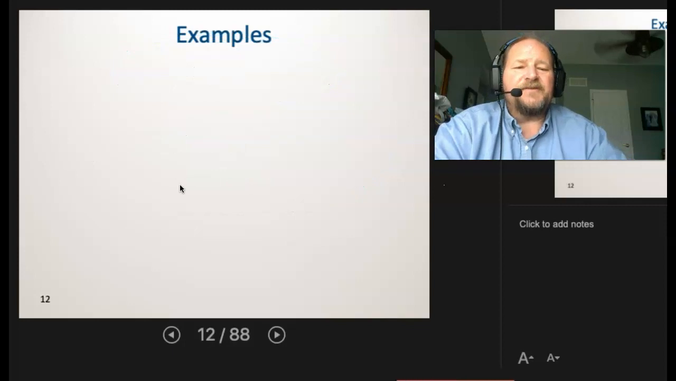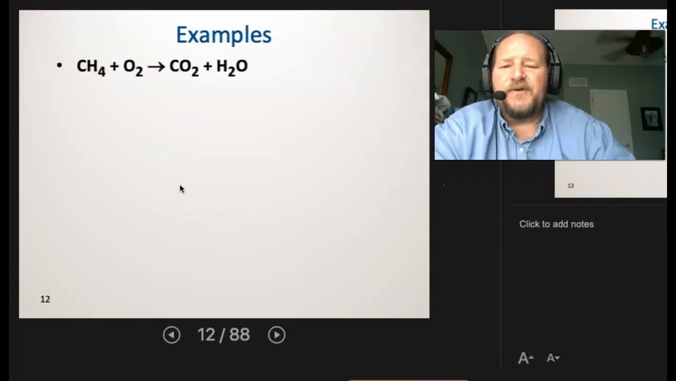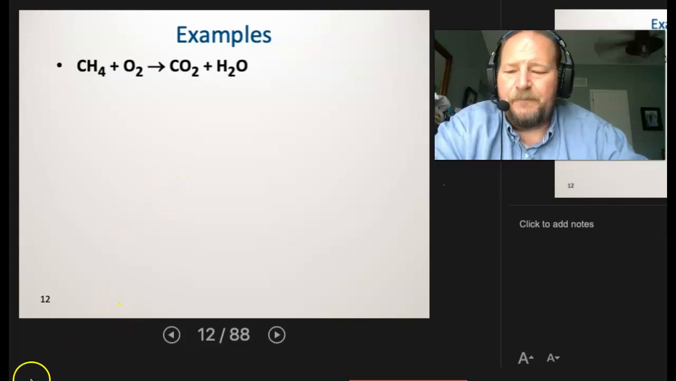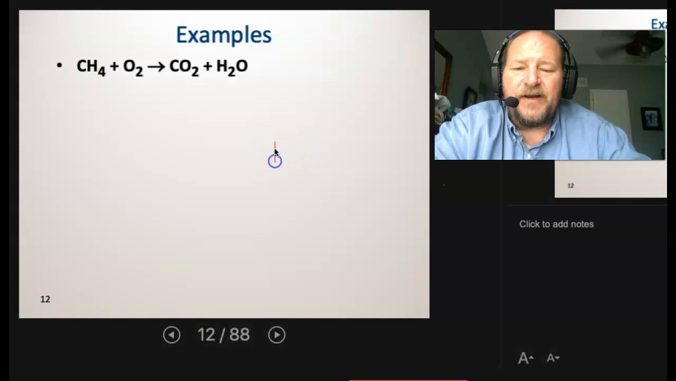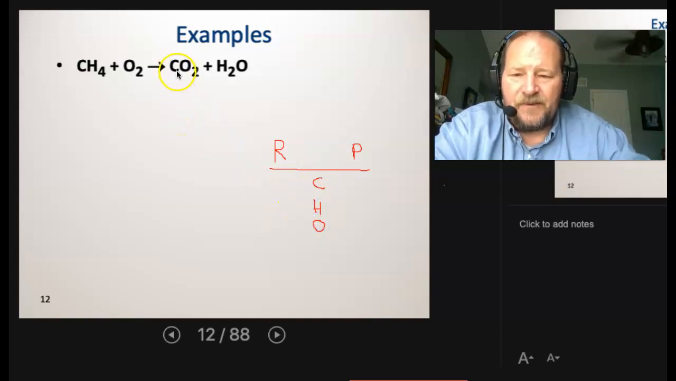All right, let's do some fun practice. CH4 plus O2 goes to CO2 plus H2O. So again, you might want to start by making a table. So I'll go reactants, products, and in this reaction I have carbon, hydrogen, and oxygen. So carbon, hydrogen, oxygen. On the products I have carbon, oxygen, hydrogen, oxygen.